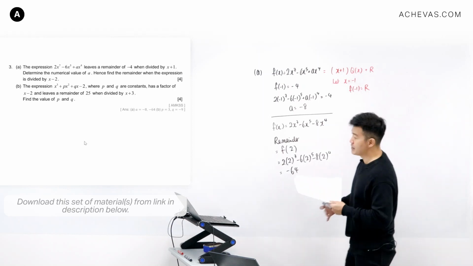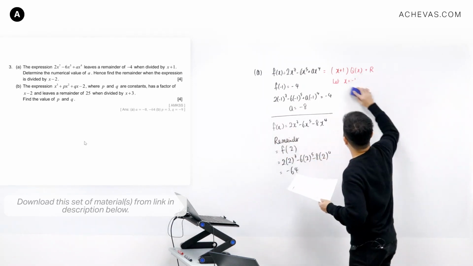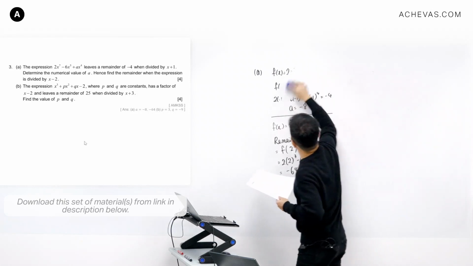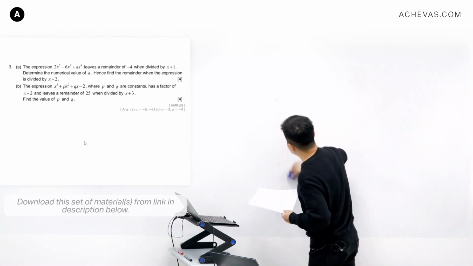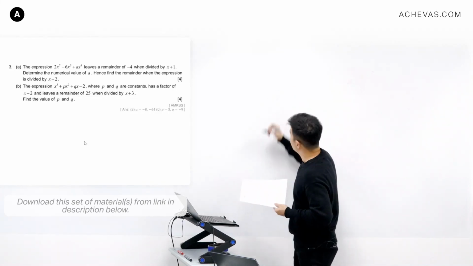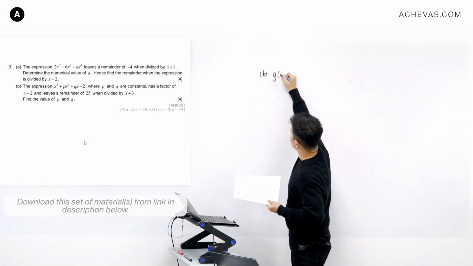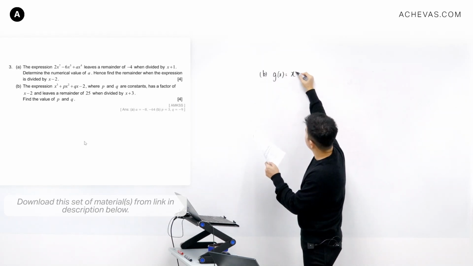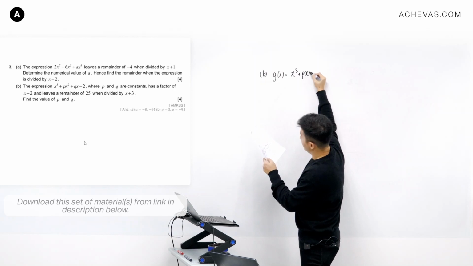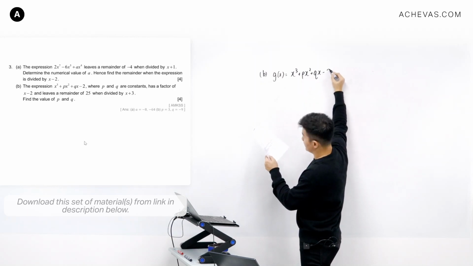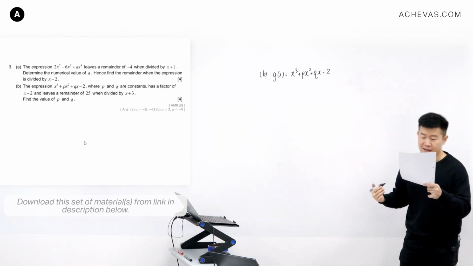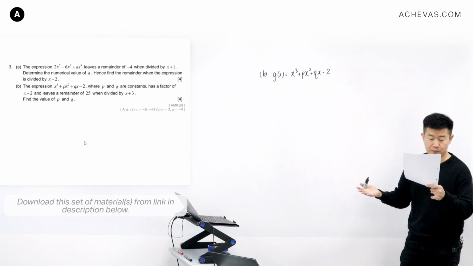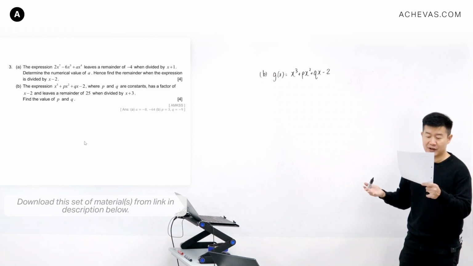Next, in part B, we have another expression. So let me use another function to represent this other expression, and I'm going to go for g. So I'm going to let g of x be equal to x to the power of 3 plus px squared plus qx minus 2. And p and q are constants, so they are the coefficients. It has a factor of x minus 2, and it has a remainder of 25 when it is divided by x plus 3.